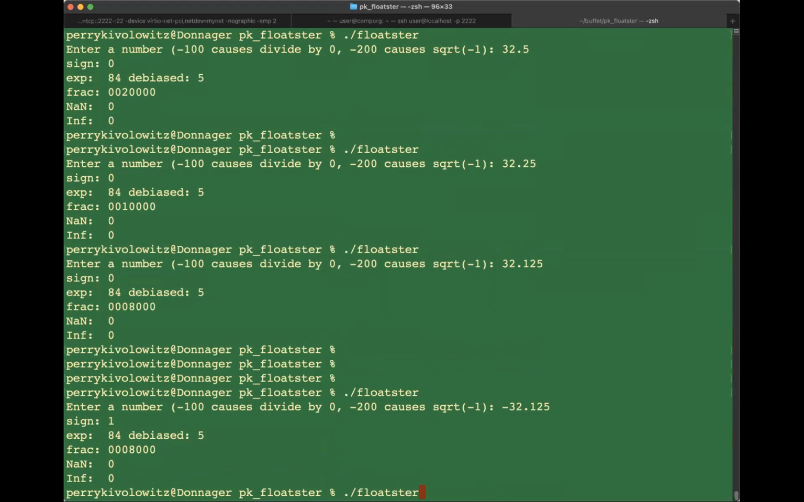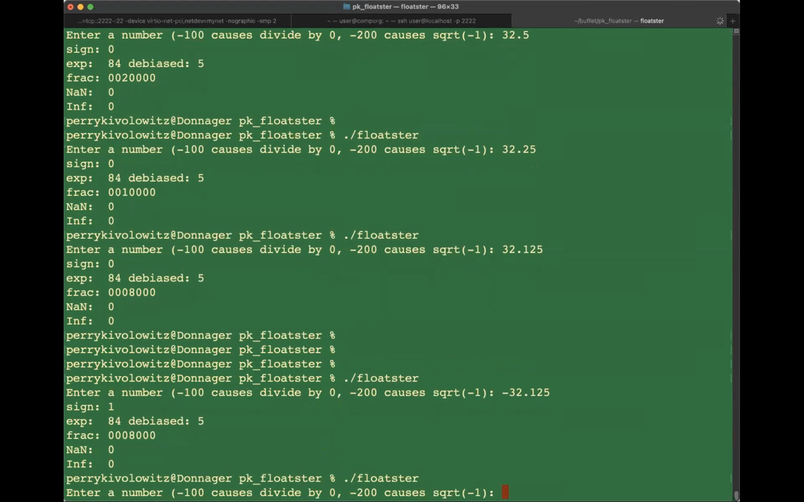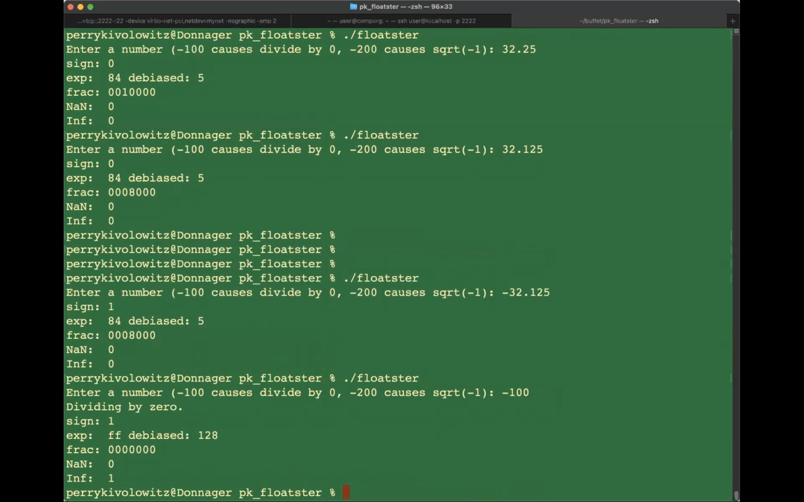And now let's try these two special values that I put in. By special values, I just have an if statement that says if the value you put in is -100, use that to cause a divide by 0. So let's put that in, -100. And check this out. It has a special value for the exponent of FF. So exponent FF is not allowed. It means something special.